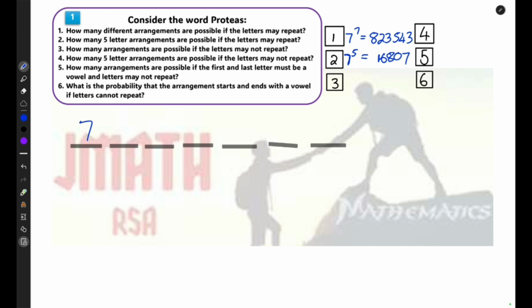Question 3, how many arrangements, so all 7, are possible if the letters may not repeat? Okay, so I have 7 options then, 6, 5, 4, 3, 2, and 1, because each time I put one down, I cannot use it again, and that represents 7 factorial. So if I type that on my calculator, the answer is just 5,040 different options.